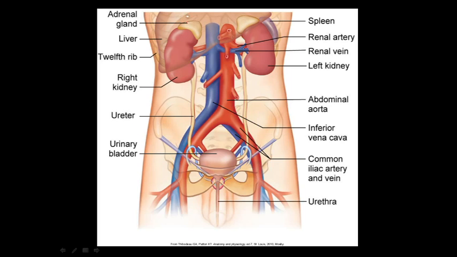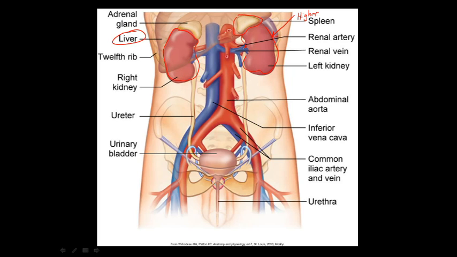We have the adrenal glands, which are situated on top of the kidneys. We have the kidneys, on both left and right side. Notice that the left kidney is higher than the right side, and that's because of the liver.